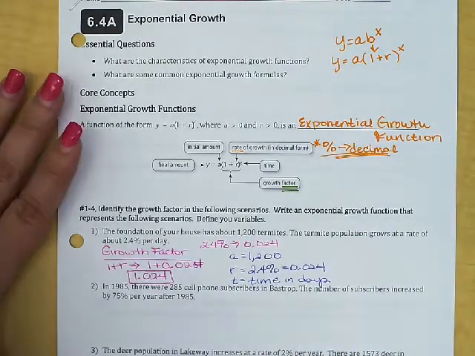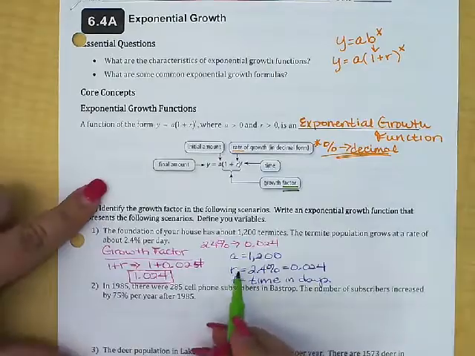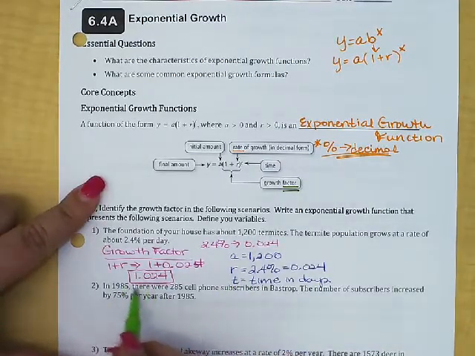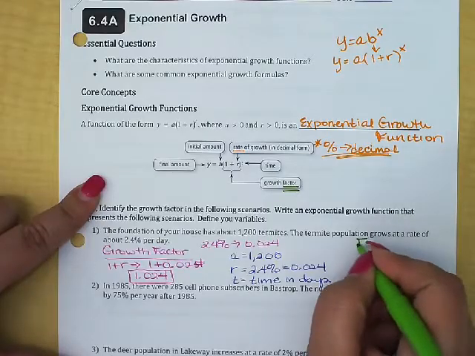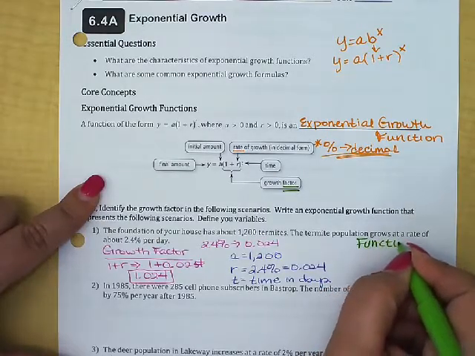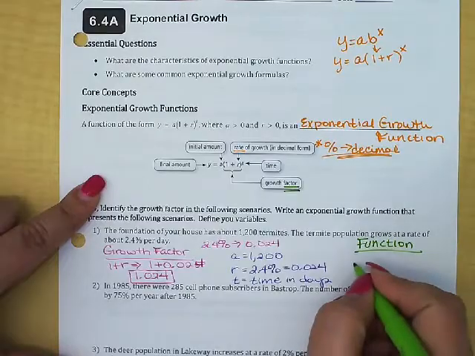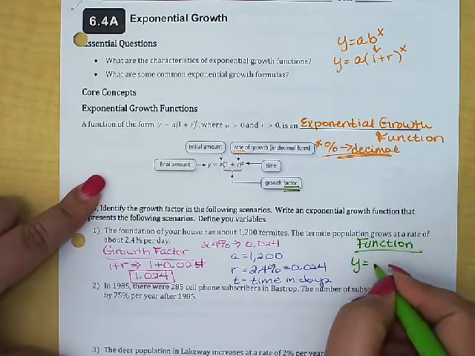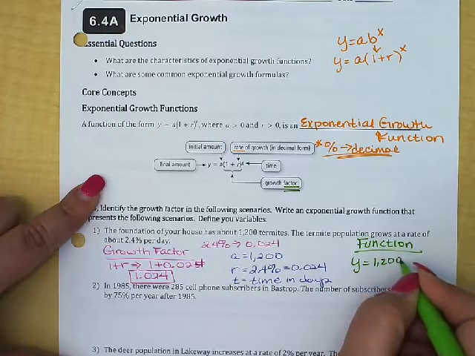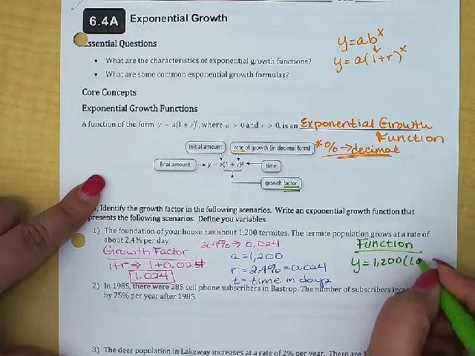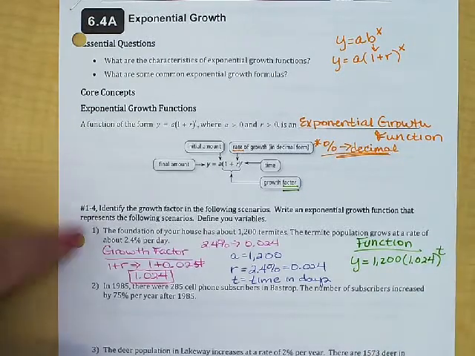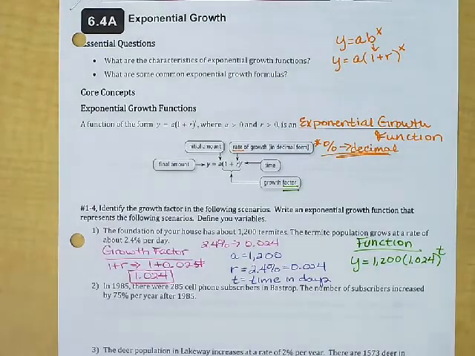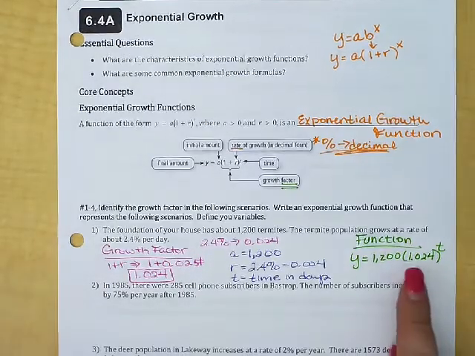So when we go to write our exponential growth function, we just need to fill in our A value, our growth factor, and use T as our exponent. So for our function over here, our function would be y equals our initial quantity. We started off with 1,200 termites. This is the rate that they are growing at, plus 1 gives us our growth factor, and that's raised to the t power. Okay, so we're just inserting that initial.